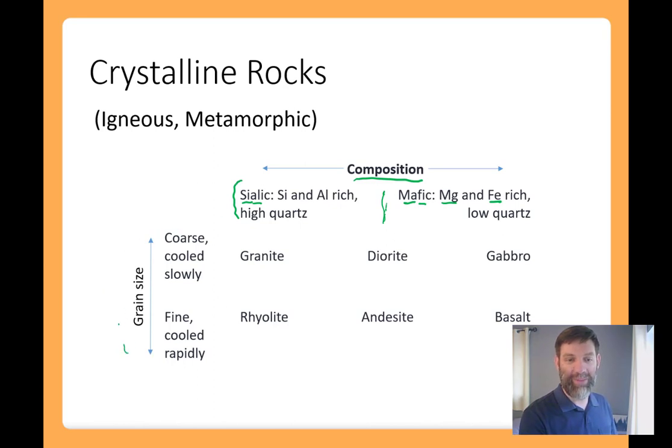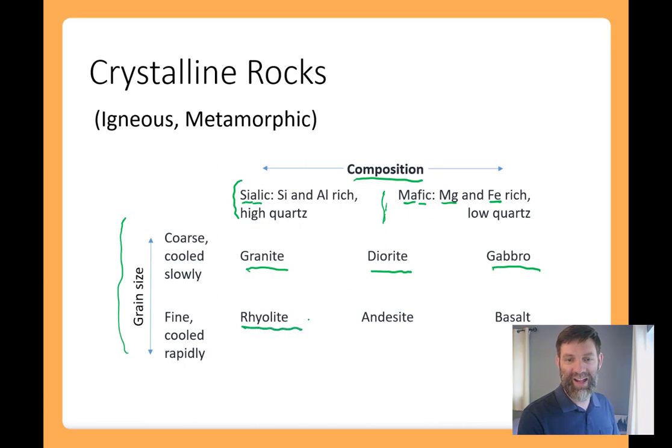The other way we group our rocks is by grain size, and that is going to be either coarse, big grains, or fine, small grains. The way we get coarse grains is cool slowly. That gives elements time to get organized and build bigger crystals. If you cool very rapidly, you get very small crystals. And then, depending on where you fall on this table, if you're coarse and sialic, that is where you get granite. If you're coarse and mafic, you get gabbro. Coarse and intermediate is diorite.